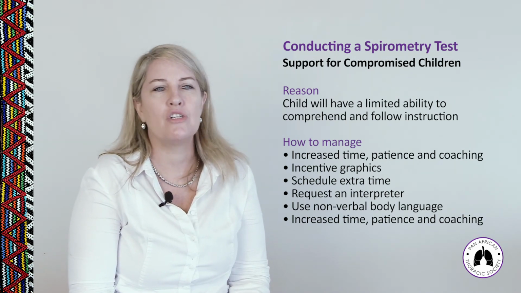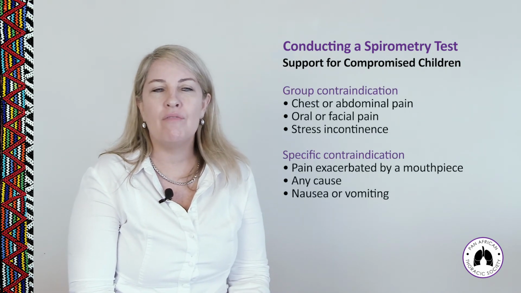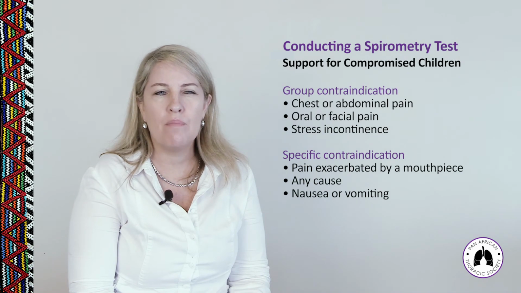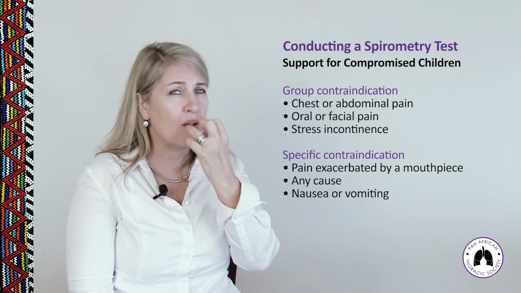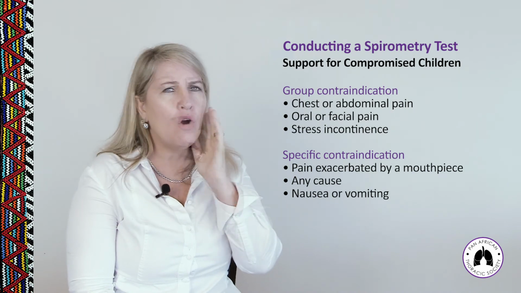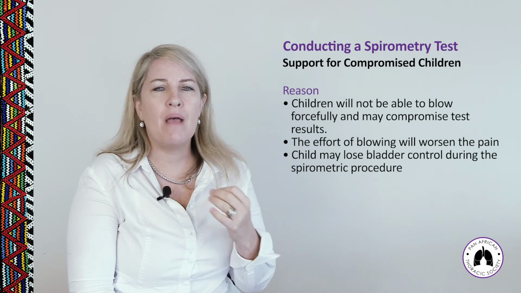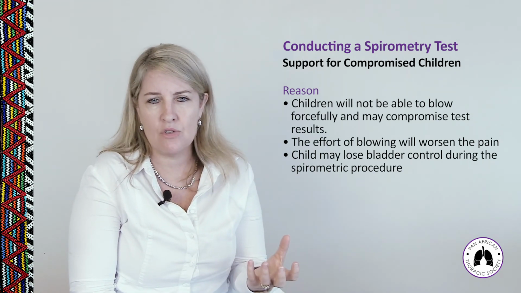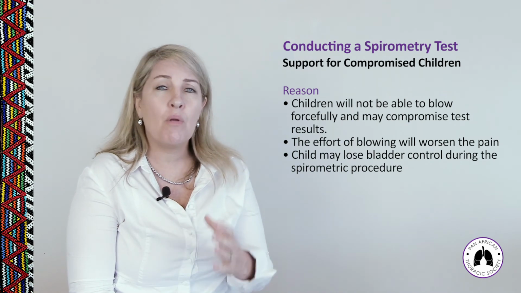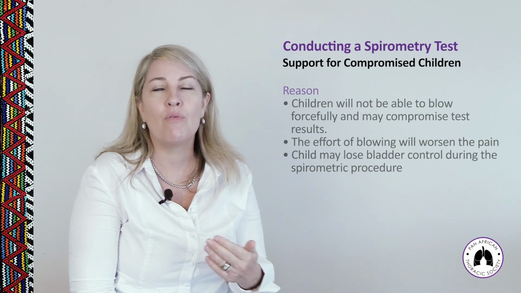So yes, those are a few of the things you can do for a child who is battling to follow the directions. One of the other problems can be any pain of any kind. So either chest or abdominal pain, or even pain that's exacerbated by putting the mouthpiece into the mouth, oral or facial pain of any cause. So children who are in pain are not likely to blow forcefully, and that's going to compromise the test result. So the effort of blowing will also cause a worsening of the pain to the child, and we really want to try and avoid that.